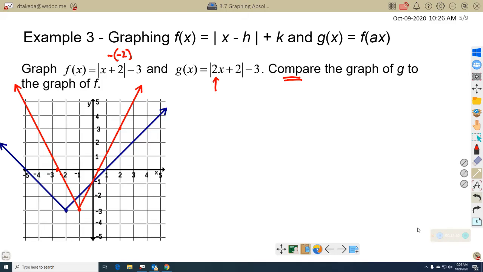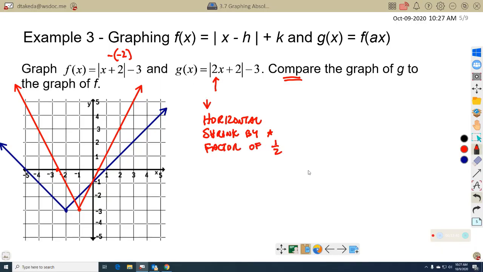This is what a horizontal shrink by a factor of 1/2 looks like. This is an A. This looks like a star. Horizontal shrink by a factor of 1/2. That's what our graph should look like.